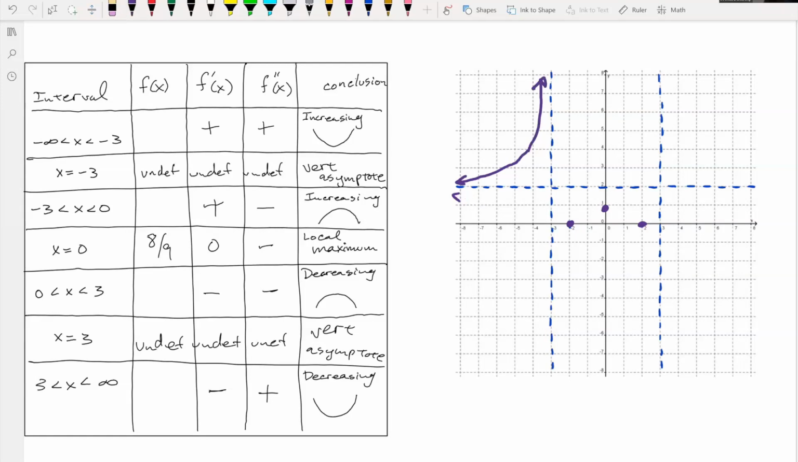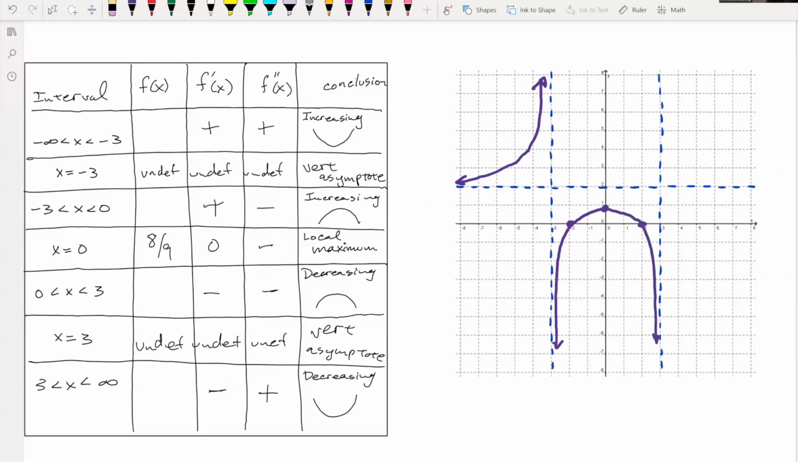Notice we're increasing and we are concave up. Then we have our vertical asymptote. And then we're being told right here that it's increasing and concave down. Well, that's going to look something like that: increasing and concave down. We get to our local max, and then we're decreasing and concave down. That's just going to do this.